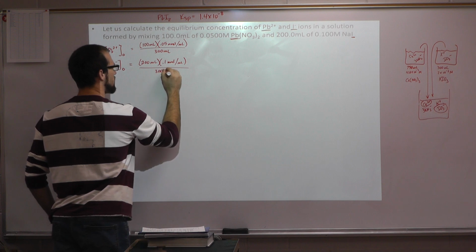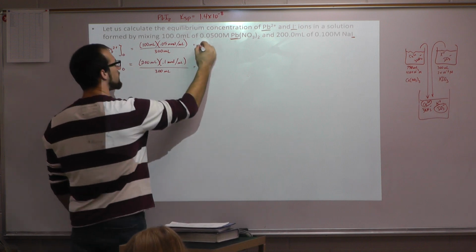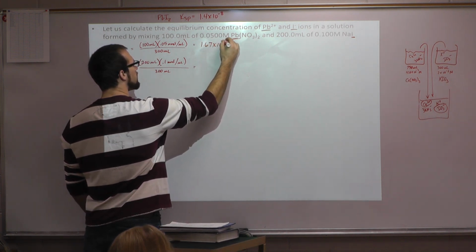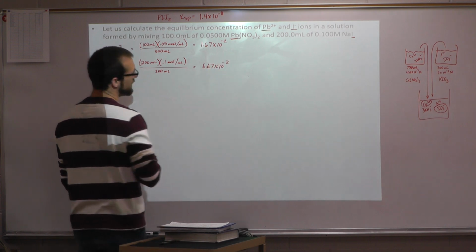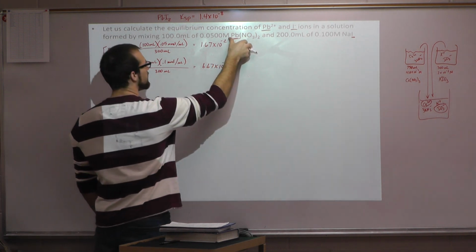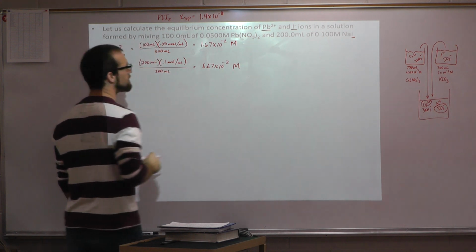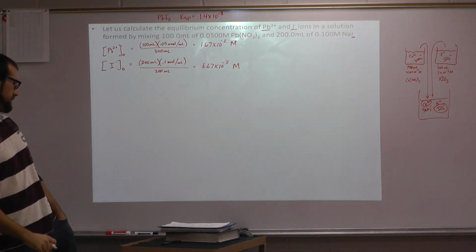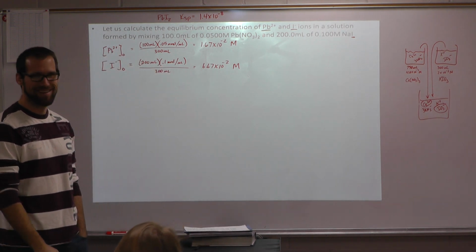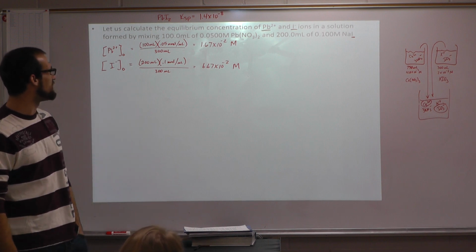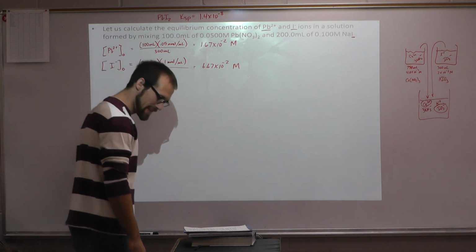Do you guys have numbers or are you waiting for me? I got numbers. What'd you get? 1.67 times 10 to the negative 2 molar for Pb2+. And for I minus, it's 6.67 times 10 to the negative 2 molar. They're both 6-7 repeated, they're both just the same, because they're both divided by 3. At first I thought they were just reverses of each other, but they're both divided by 3. That's why.